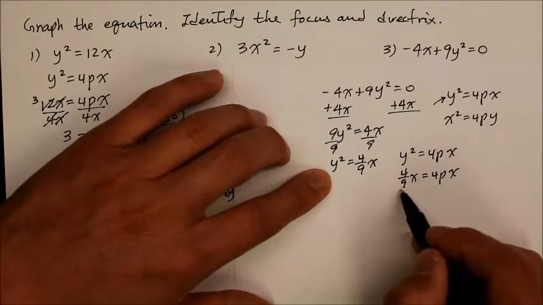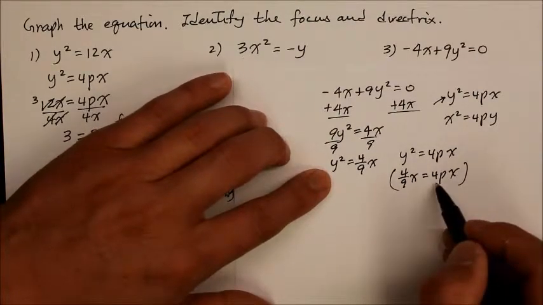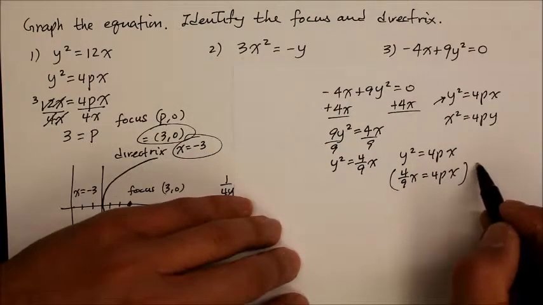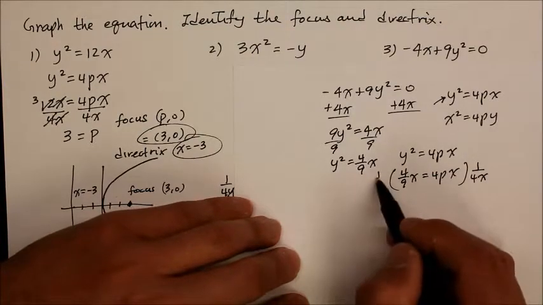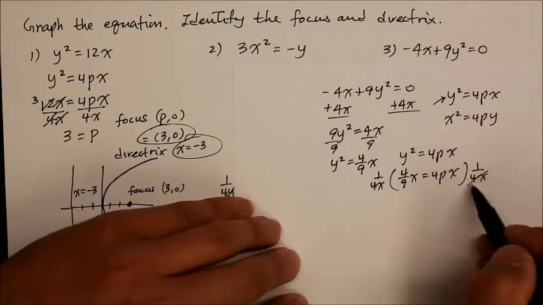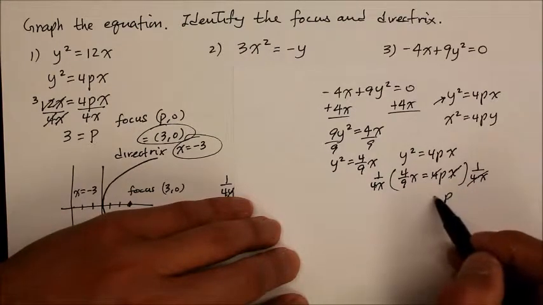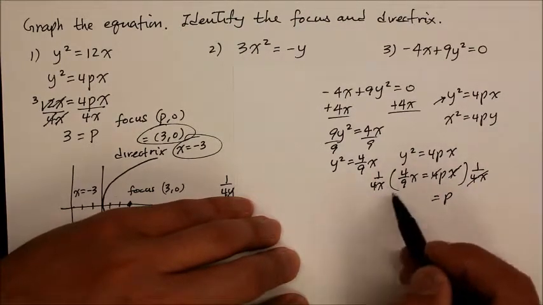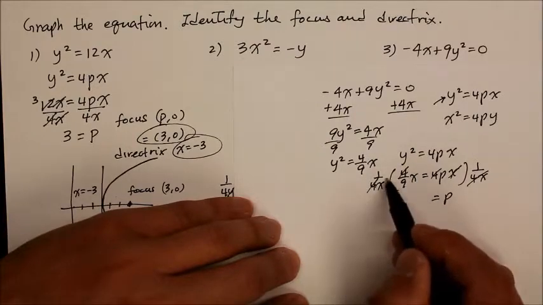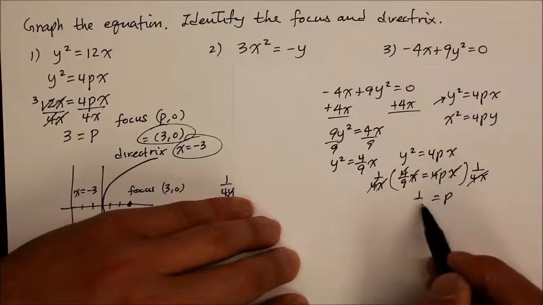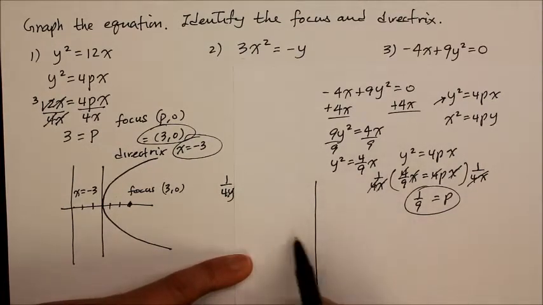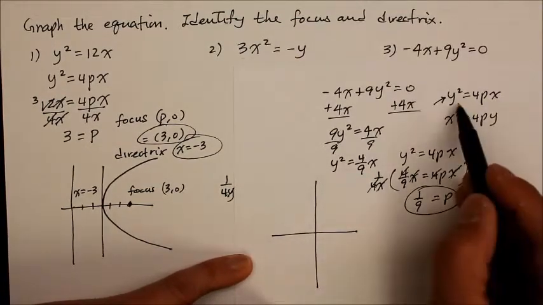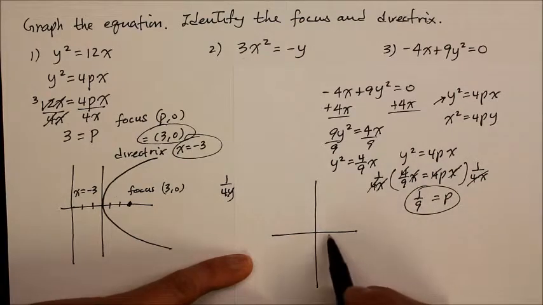Once again, it's in quotient form here, so let's take the reciprocal. You have to multiply the reciprocal 1/4x to both sides. Because that cancels out the 4x, leaving you with a p. Now, something nice happens here. 4/9 times 1/4 leaves you with 1/9. So you just have to remember how to graph this. Since this is a function of y, it's going to open to the right side.